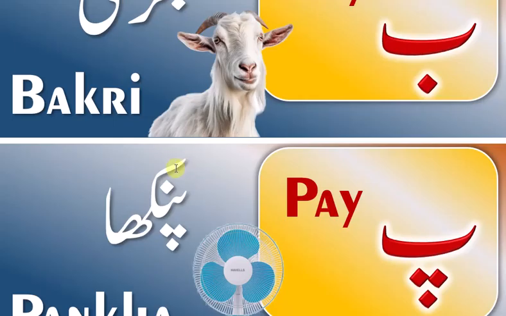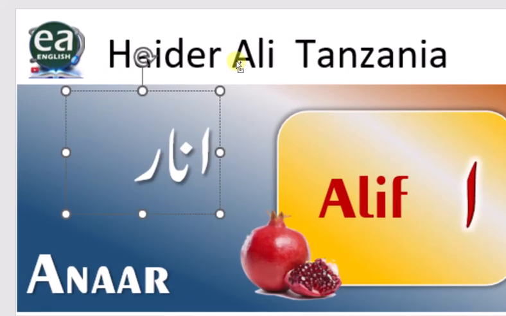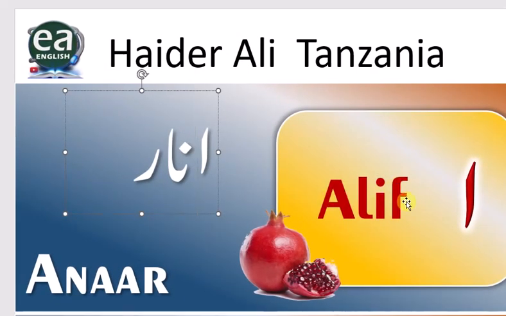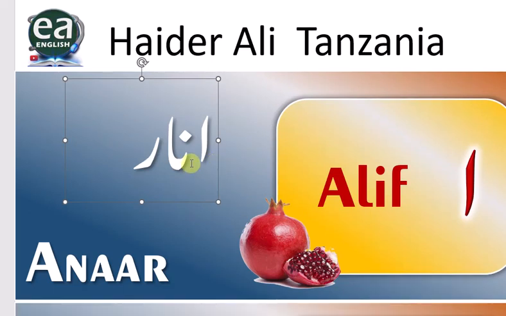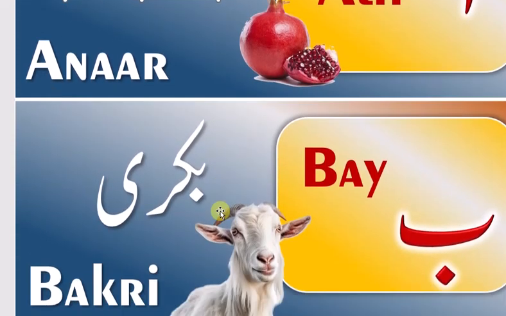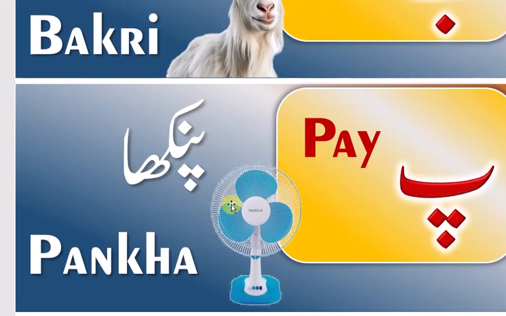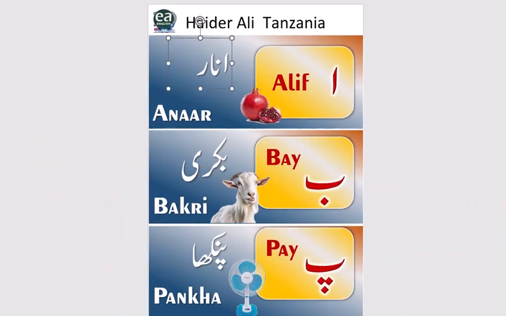Now, can you read it, please? Onka. Can you read it, please? Anar. Alif Anar. And then, A Bakri. And this, A Panka. That's great.